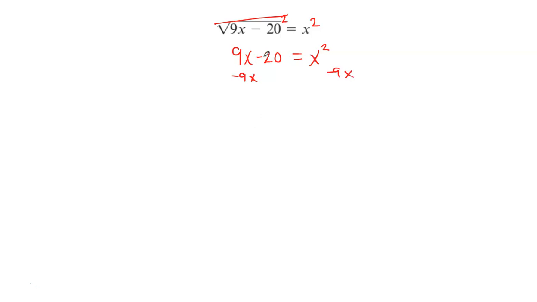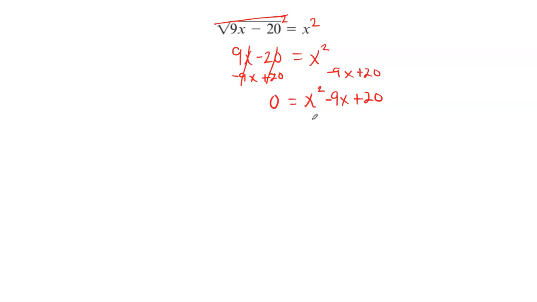So this is a positive 9x, so I'm going to subtract 9x from both sides to move it over. I have a minus 20, so I'm going to add 20 to both sides to move that over. When I write it down, I'm going to write it in the order I'm used to seeing quadratics. I'm going to put the x squared first, and then minus 9x, and then plus 20. So it's now set equal to 0.